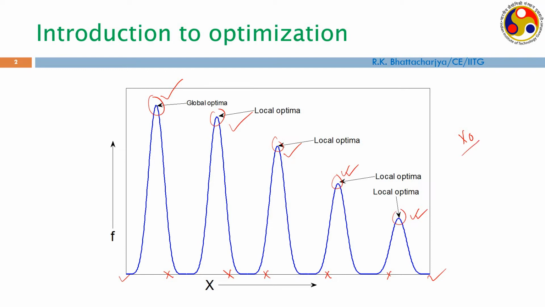But I think you have understood that the problem is not that easy, because I don't know what should be the initial solution. Therefore, this type of problem, where you have multiple optimal solutions and one of them is your global optimal solution, is really difficult to solve using the classical method.